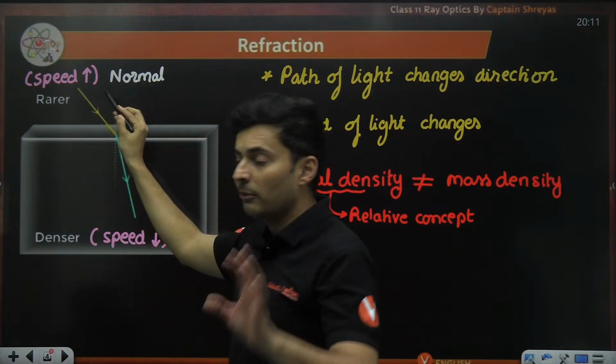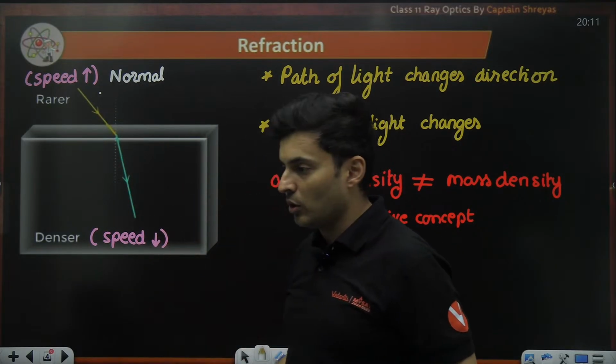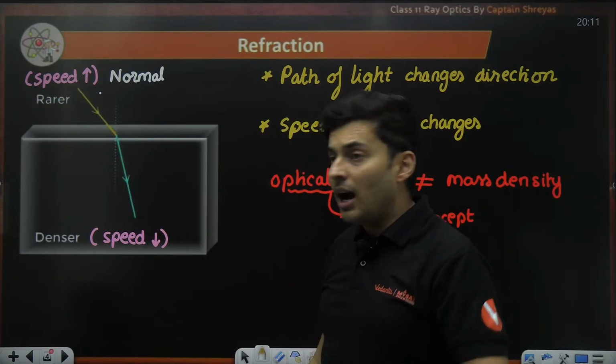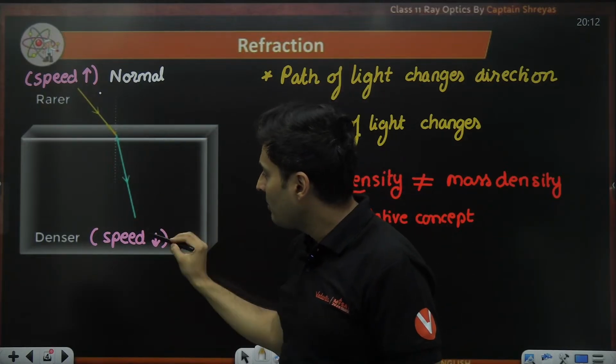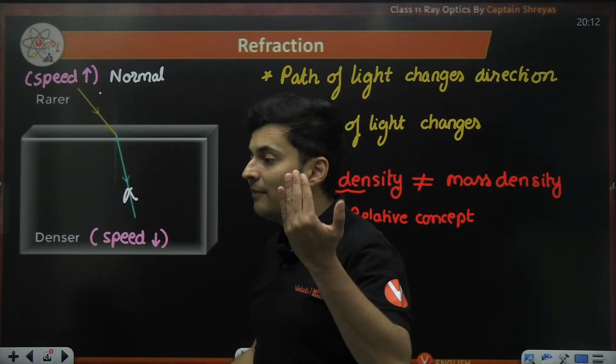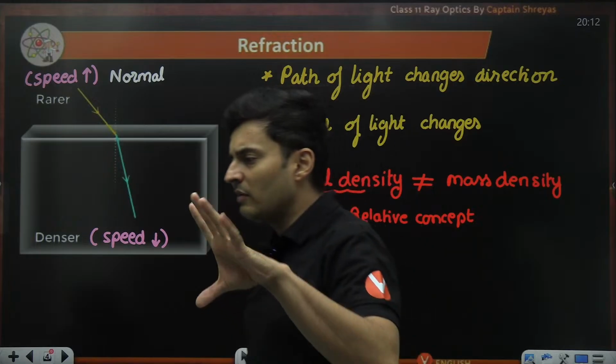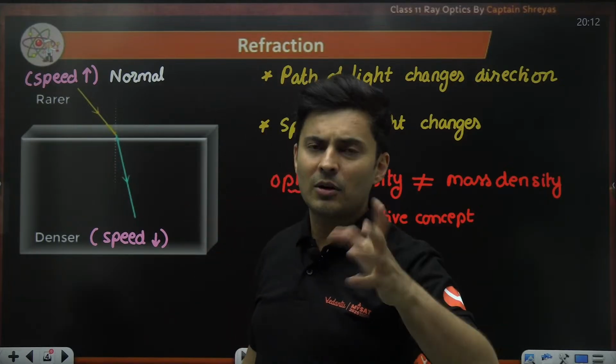When light is going from air to glass, rare to dense, it will bend towards the normal. But when it goes from dense to rare, like imagine the rays were drawn in the exact opposite direction, it will bend away from the normal. So that is another simple characteristic by which you can understand whether a medium is rare or dense.